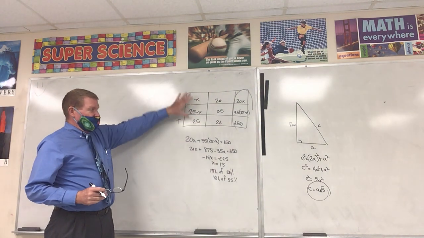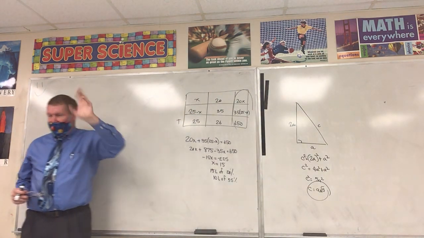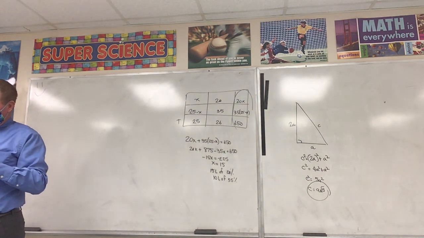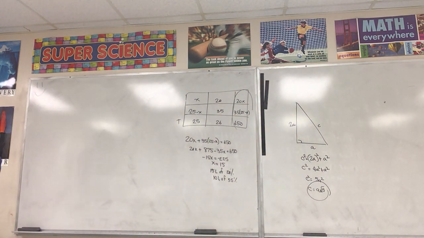If we have the total and we have a part, how do we find the other part? We're gonna subtract them. Alright, if we have the total and we have the other part, what are we gonna do? We're gonna subtract them. Alright, any other questions?